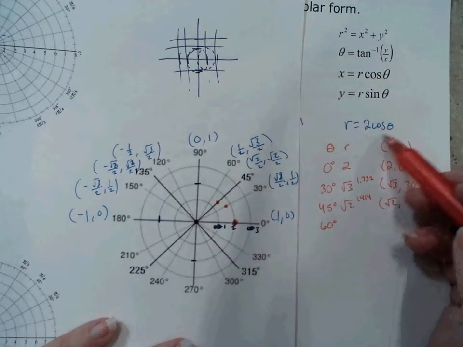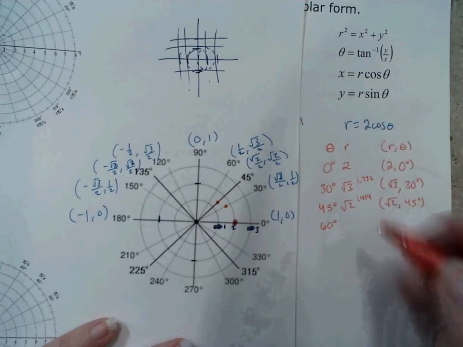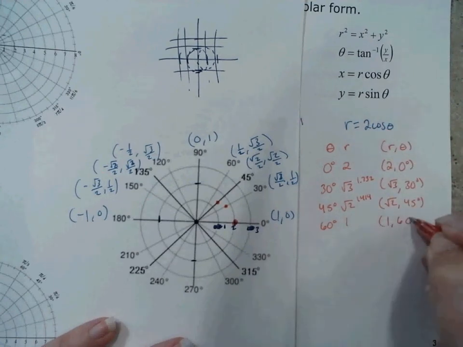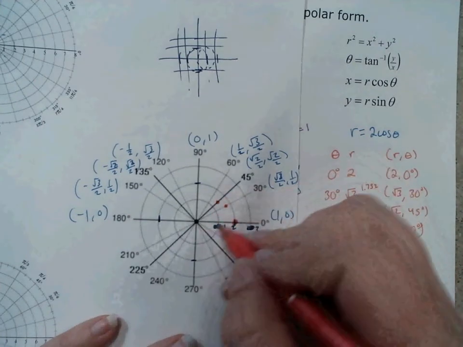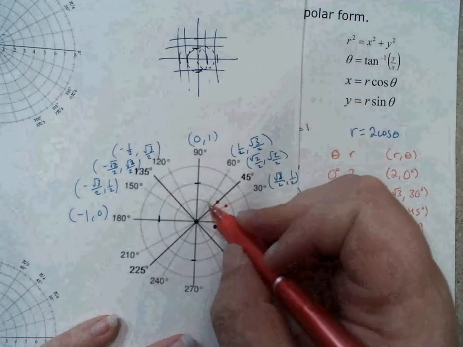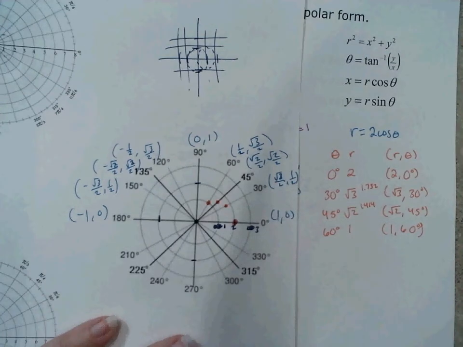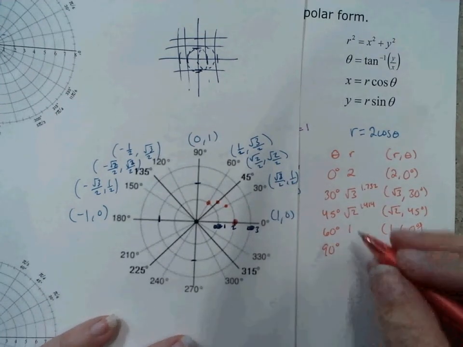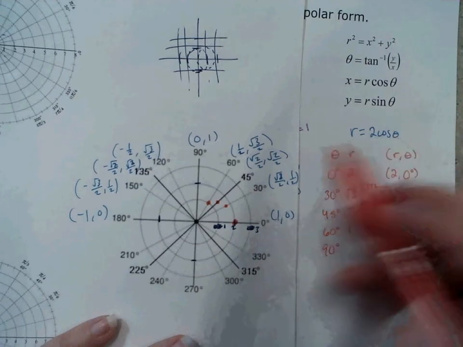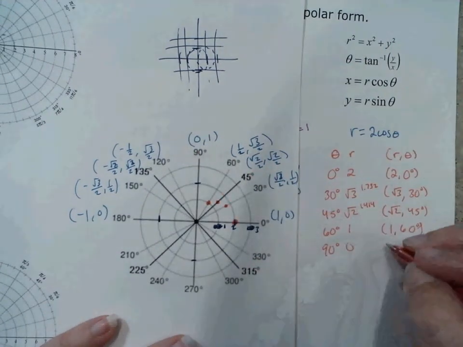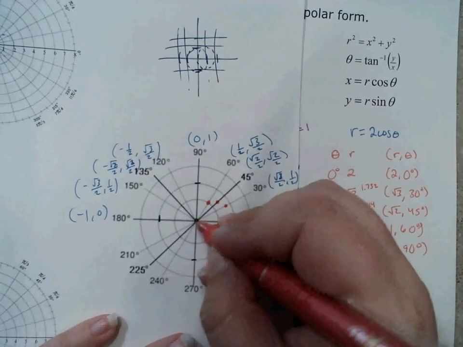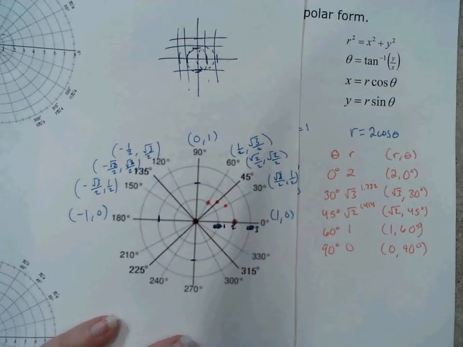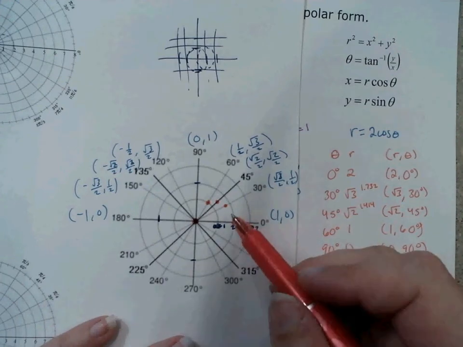And then 60 degrees, the cosine is 1 half. 1 half times 2 is 1. So it would be rotate 60 degrees and go out a radius of 1. And then if we go 90 degrees, we get cosine of 90, which is 0, and 0 times 2 is 0. So we are at 0, 90 degrees. So rotate 90 degrees and go out a radius of 0, which puts me there.